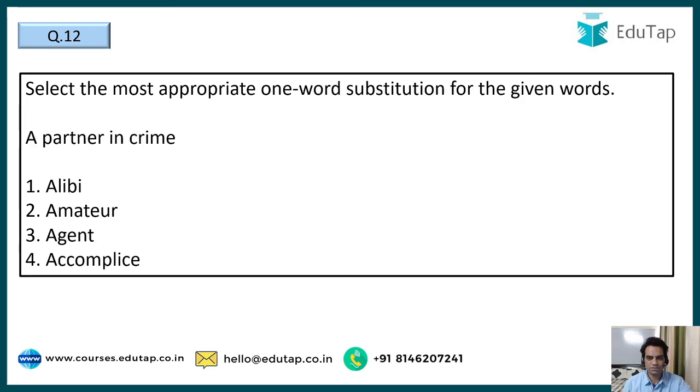Moving ahead, guys, question number 12. We have to find the correct one-word substitution for the given words. A partner in crime. What is it called? Alibi, amateur, agent, or accomplice? Guys, alibi is somebody who proves that you were somewhere. Amateur is somebody who is a novice, somebody who's learning something. Agent is, you know what agents are, somebody tasked with the work. And accomplice is a partner in crime. So the correct option here is option number 4.